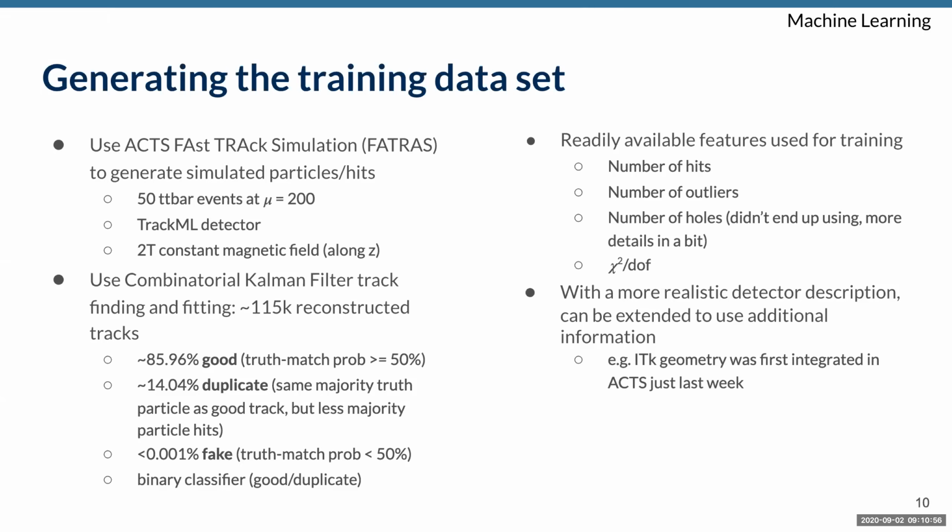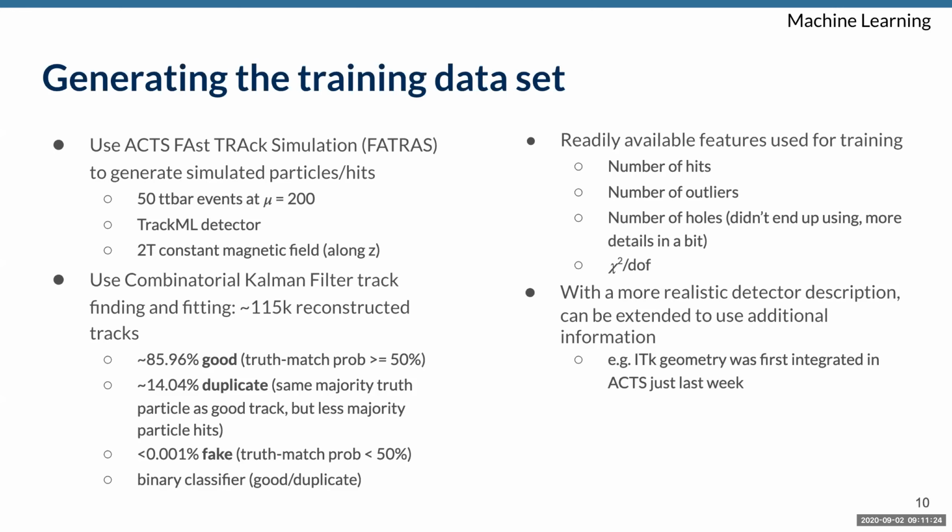Again, because we have access to the truth information, we can assign a label of either a good track, which corresponds to a track in which almost all of the hits belong to one true particle, or we can assign it to be a duplicate track. This is the case where the track shares some of its hits with an already identified good track. Or we can even have a fake track, which corresponds to the case in which almost all of the hits are actually incorrectly assigned to this particular track.